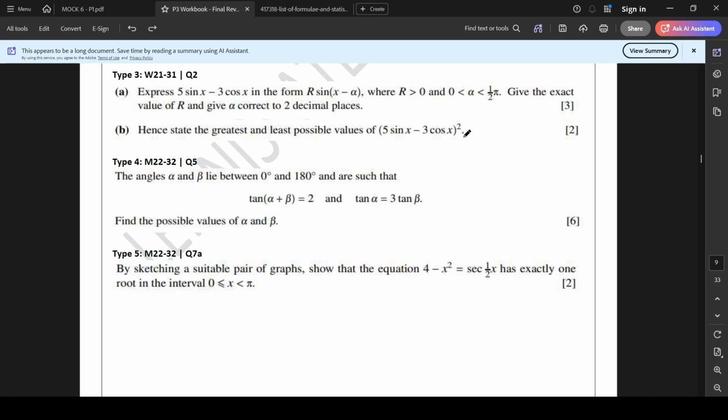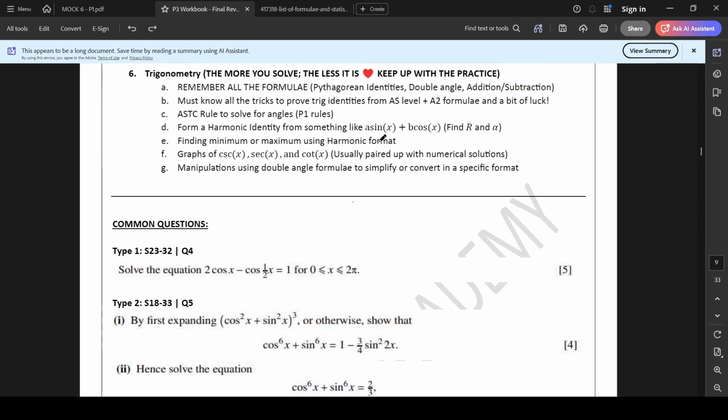Of course I'll talk about this question later on, but this is an important key pointer that you must have on your fingertips with respect to trigonometry: using the harmonic format, you should be able to find the minimum or maximum value without involving differentiation.